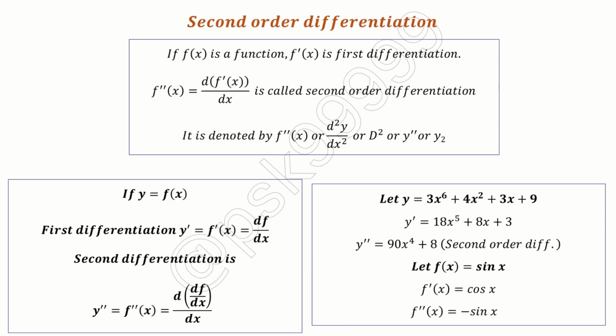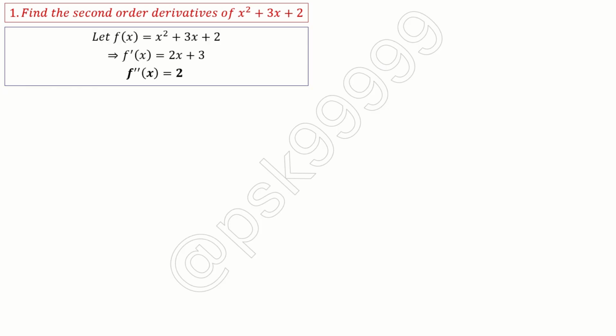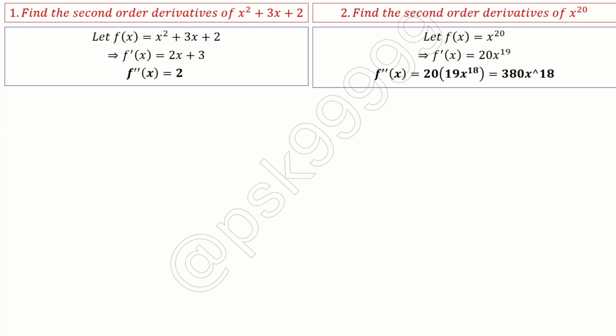Let's do some exercises and understand some problems. For second order differentiation I need not explain much because you know how to do differentiation. Once you get the first differentiation result, just apply it one more time, that's all you have to do. So let's do exercise 5.7. The second order derivative of x square plus 3x plus 2 is absolutely straightforward. f of x is x square plus 3x plus 2, f dash x is 2x plus 3, f double dash x is 2. Similarly, you can do x to the power of 20 yourself. It is 380 x to the power of 18.